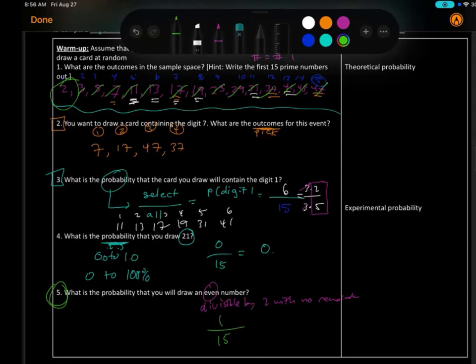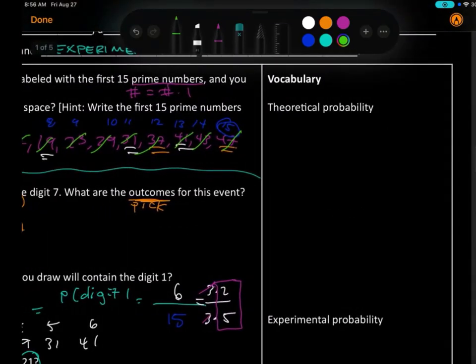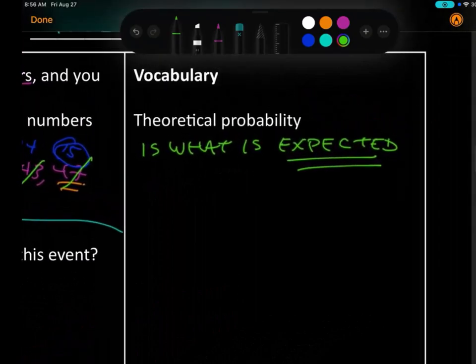Okay, let's go over some vocabulary words. For example, number 1. The first word that we need to go over is the vocab word theoretical probability. Theoretical probability is what is expected, and I'm going to highlight that word, expected. What is expected to happen?